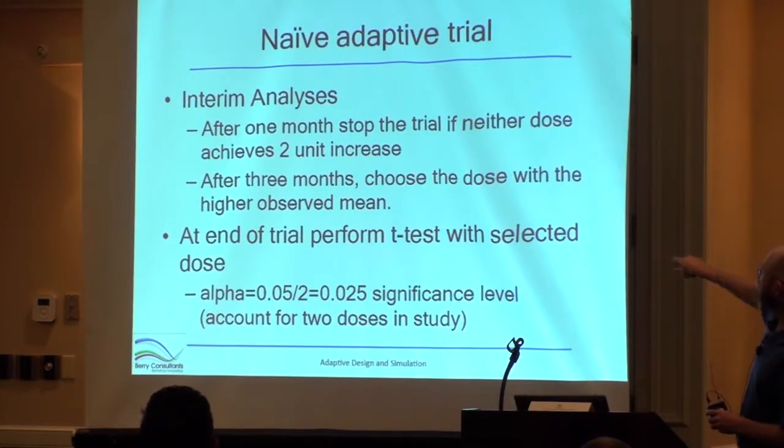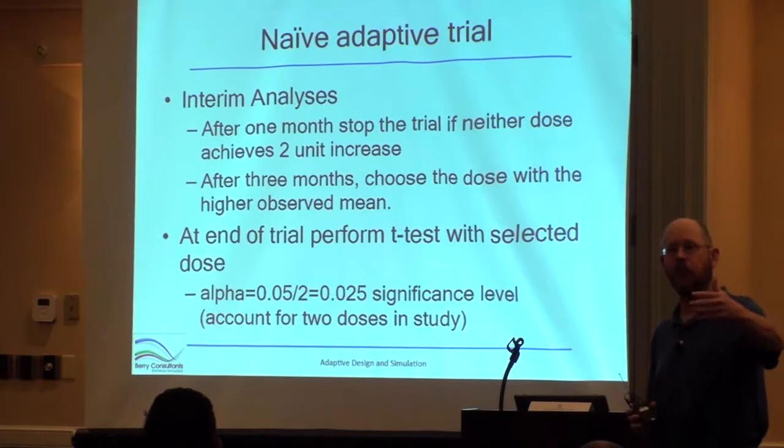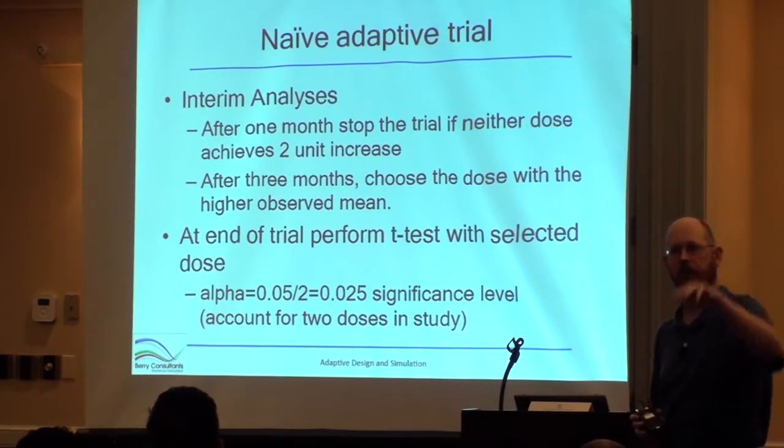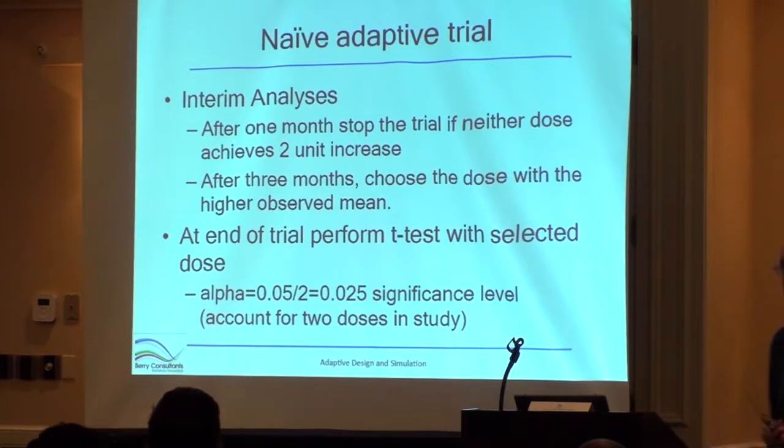After 3 months, I'm going to choose the dose with the higher observed mean. And my slide's not good here. I'm going to keep going. So I'm not stopping the trial, but after 3 months, I'm going to drop one of the doses and go on to the end. So I'm going to try to get more patients on here. And at the end of the trial, I'm going to perform a t-test with the selected dose.